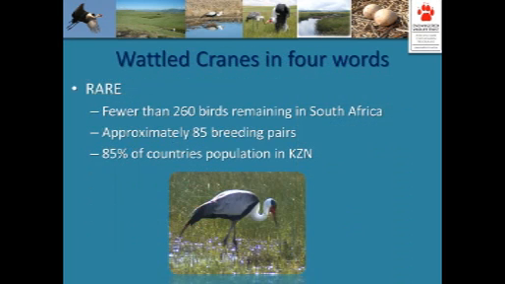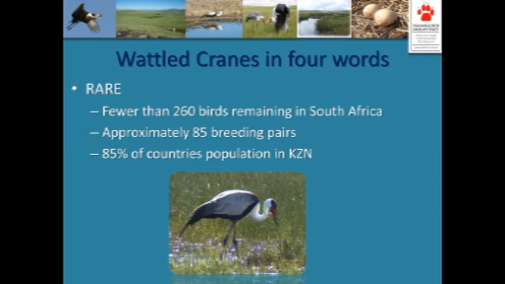Okay, so this is wattle cranes for dummies. In four words, I'm going to describe wattle cranes. First one, it's rare. There are fewer than 260 wattle cranes left in South Africa. It's approximately 85 breeding pairs located in the eastern part of our country. And 85% of the country's population is located right here in KwaZulu-Natal, with the stronghold really being around the KZN Midlands, so from here through to Central Berg, and then a smaller population of birds down in southern KZN.